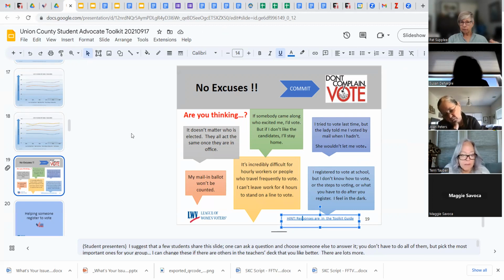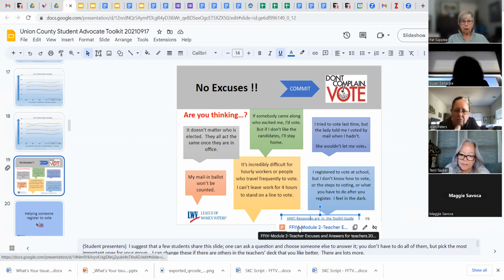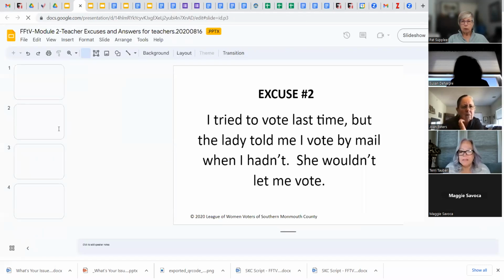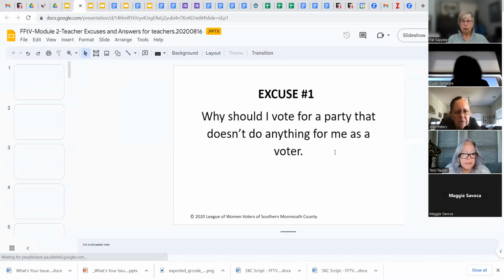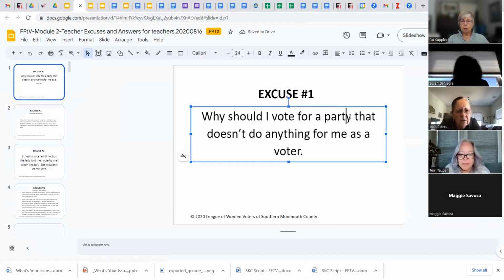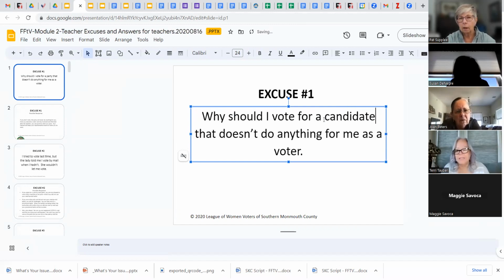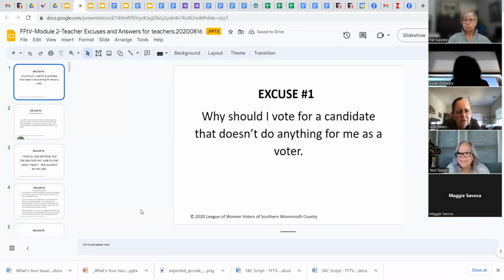Pat, on that last slide, I don't want to get too nitpicky here, but apparently I will. When you said, why should I vote for a party? Are you actually talking about party or candidate in that last excuse? That's a good question. Because if you use the word party, then you're kind of getting into, what, I think, that makes more sense to me, because otherwise, you wouldn't vote for a party that didn't do anything for you, because, right? Good point.